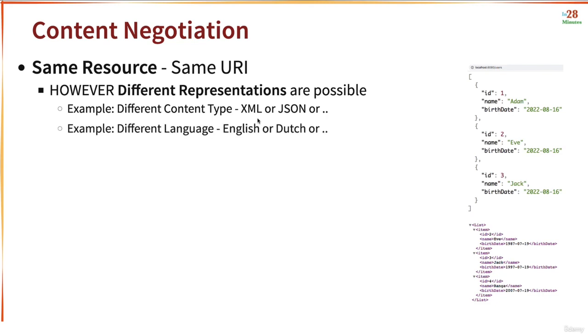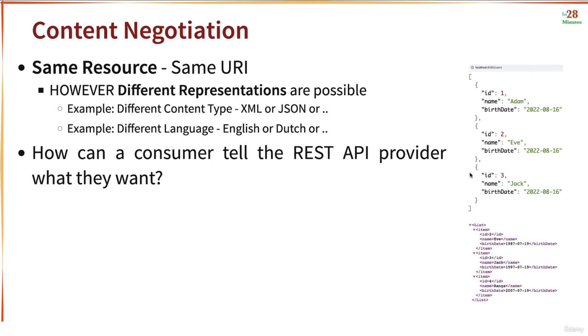Or you might even be expecting the response back in a different language. If this response has some text, for example, you might want to expose the same resource in multiple different languages: English, Dutch, German, French, whichever language you want to support. So for the same resource, for the same URI, you might have different representations. You might want to send the response back in different formats or in different languages. And your consumers need to tell you which representation they want.